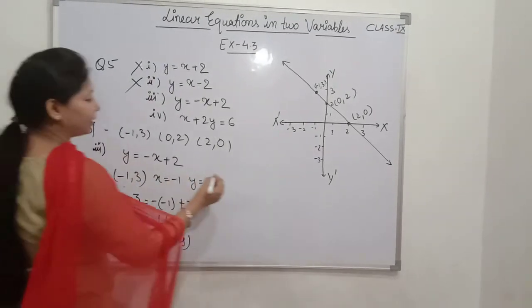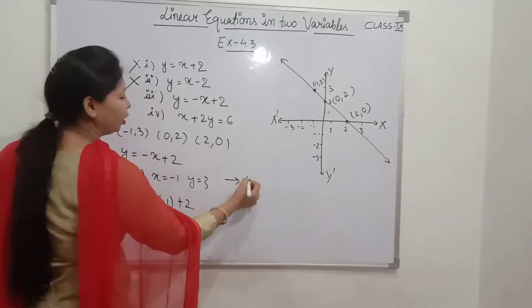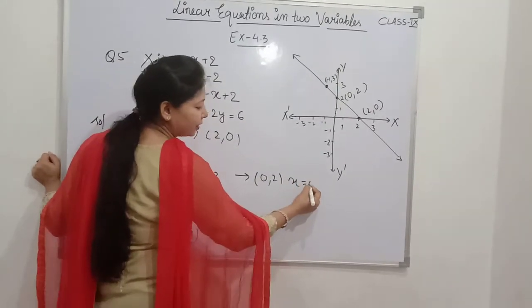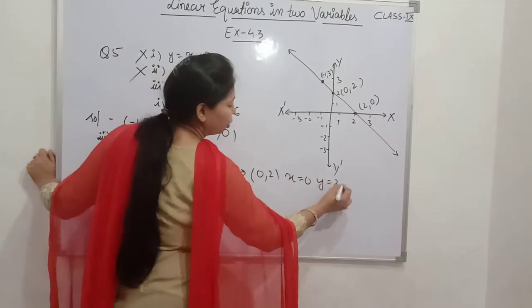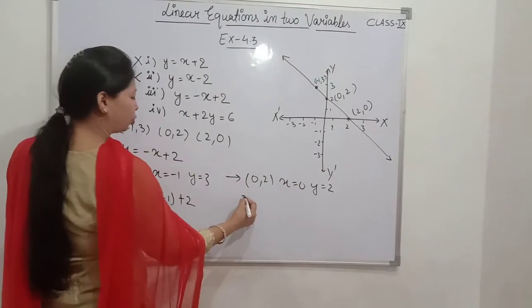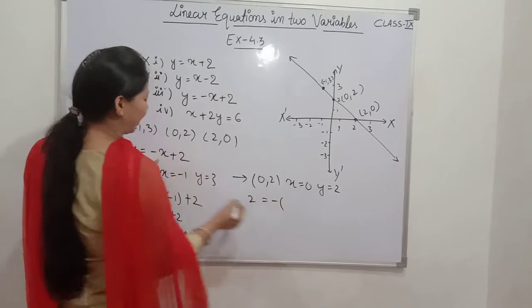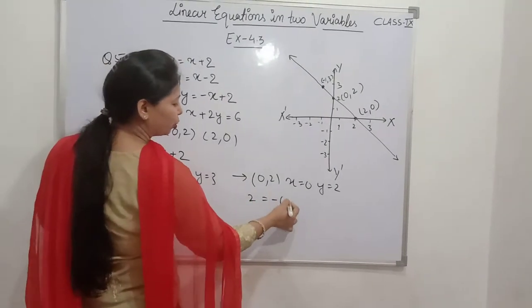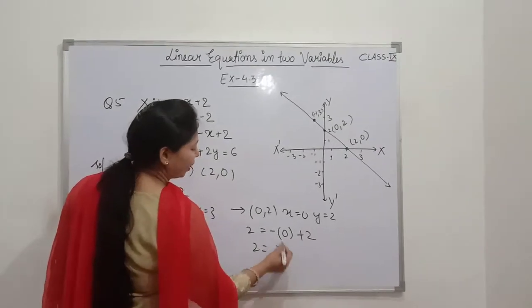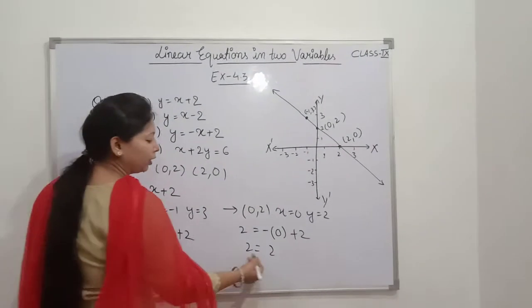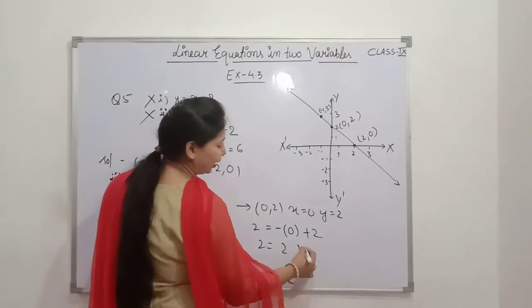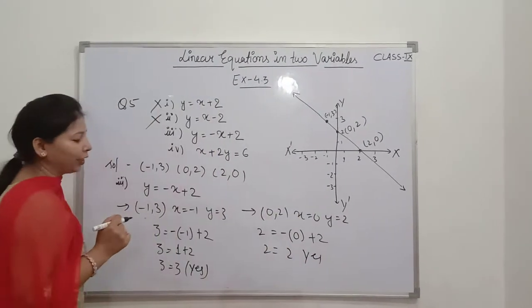Now moving towards the second point. My second point is (0, 2). In (0, 2), what is the value of x? x is 0 and y is 2. Now substitute here. y = 2, x = 0, so 2 = -0 + 2, which is again 2. So look, we are getting 2 = 2. That means they are absolutely equal. Yes, this point also satisfies this equation.